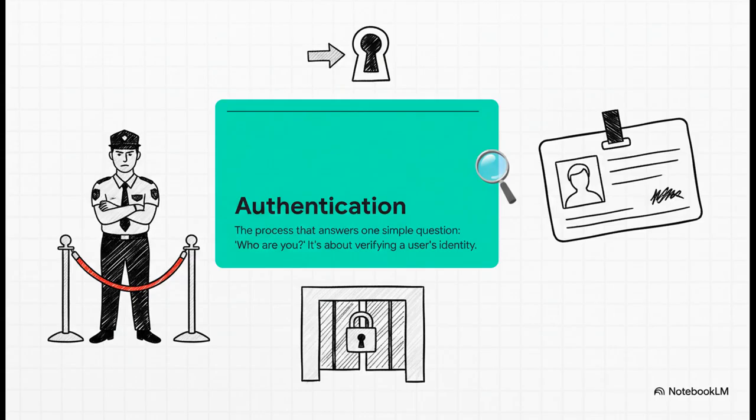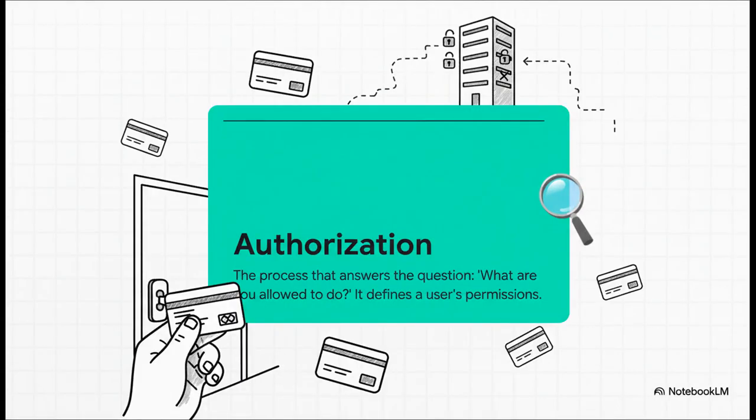Right? So you're in the door. But that's not the end of the story. Next up is authorization, which asks, okay, now that you're in, what are you allowed to do? Just because you're in the building doesn't mean you can go into every room. Authorization is like your key card. It gives you access to specific floors, but keeps other doors locked.